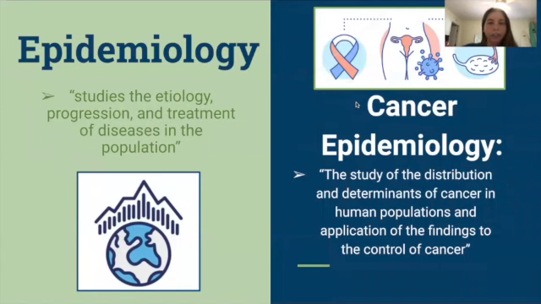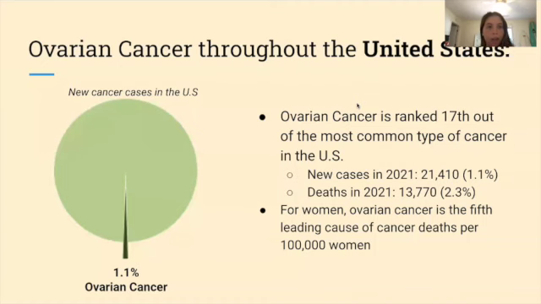So these are the definitions of epidemiology. We'll be focusing on the cancer epidemiology definition for this. Ovarian cancer, this is just showing some statistics throughout the United States. Ovarian cancer is ranked 17th out of the most common types of cancer in the US. On the left, you can see out of all the types of cancers, ovarian cancer ranks at 1.1% out of all the new cancer cases in the US.